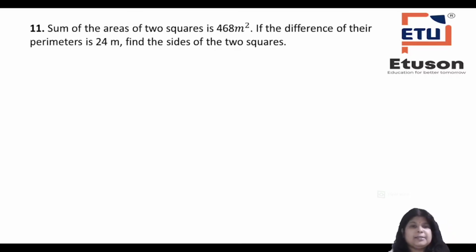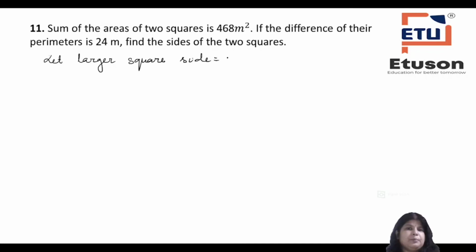Sum of the areas of two squares is 468 meter square. If the difference of their perimeter is 24 meter, find the sides of the two squares. So let the larger square side be equal to y and the smaller square side be equal to x.